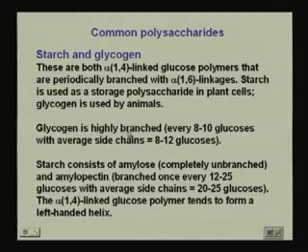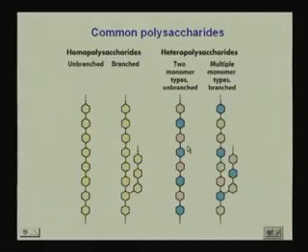Glycogen is highly branched, every 8 to 10 glucoses, with average side chains of 8 to 12 glucoses. That means, in your previous picture, you have 8 to 10 here and 8 to 12 branched off, then another set. So you have all of it linked together to form such a compact unit.